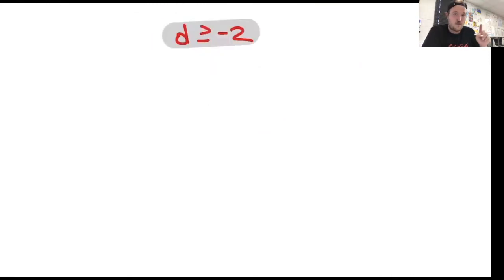So ask yourself those 2 questions, open or closed, then right or left. So because I can be equal to it, this is closed. Then make an arrow out of your inequality, or try to. Why am I so terrible at this? There we go. So that's going to the right.